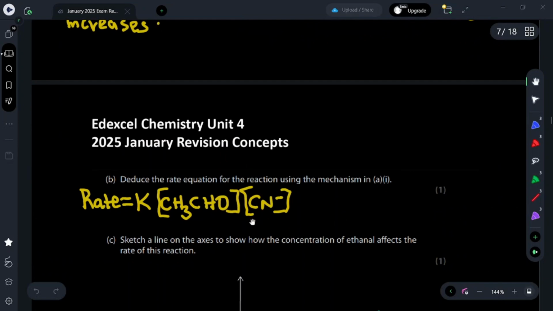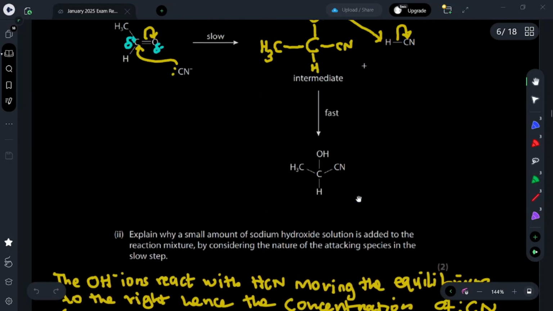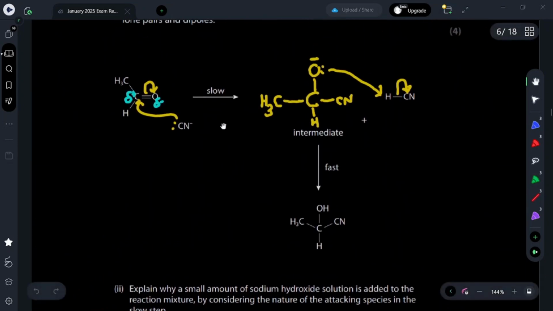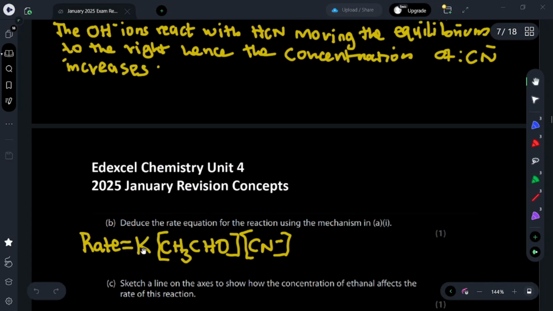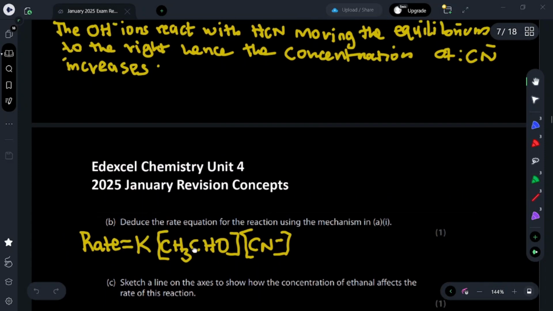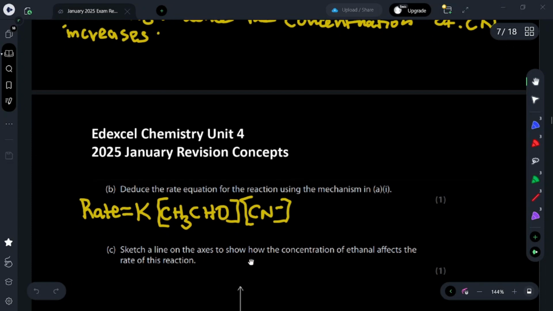All right. Question part B. Deduce the rate equation for the reaction using the mechanism. So our mechanism is affected by both the cyanide and the aldehyde. So from that we can see our rate equation is going to be k, the ethanal and the cyanide. Each of them has an order with respect to the substances.